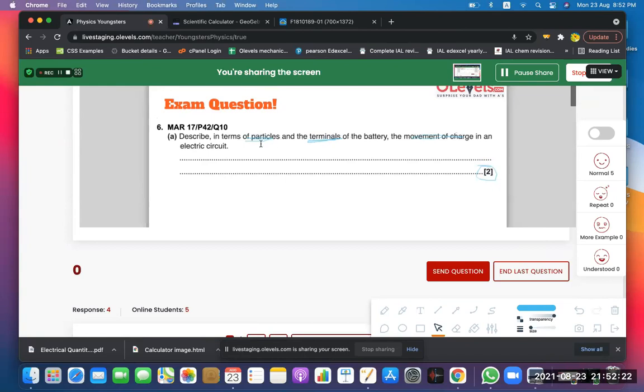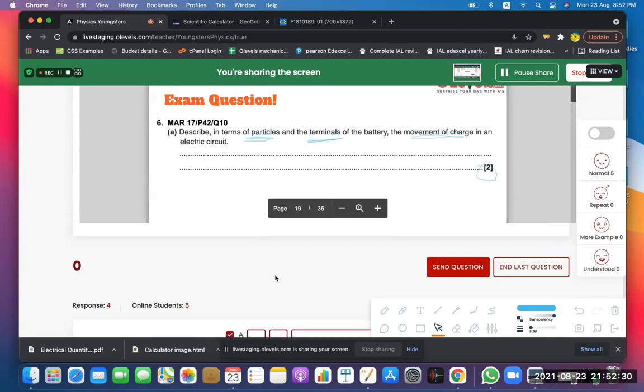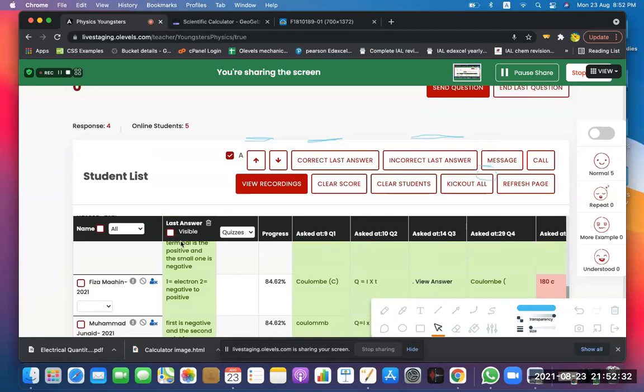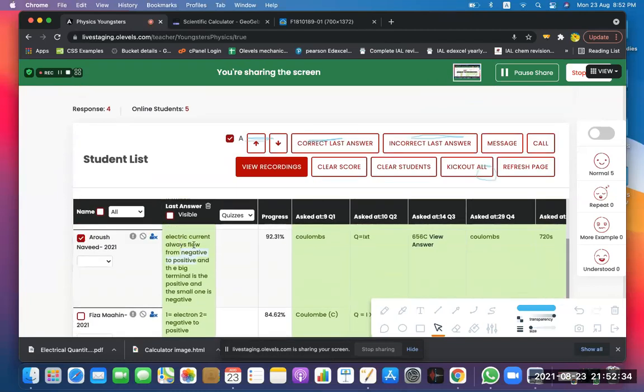Okay, Arush, got it? What is the particle here? What should be the particle name? What's the name of the particle, Arush? Electrons. Very good, electrons. Okay, so here you'll get only 1 mark, because you have just mentioned the terminal. You have to mention the particles as well.